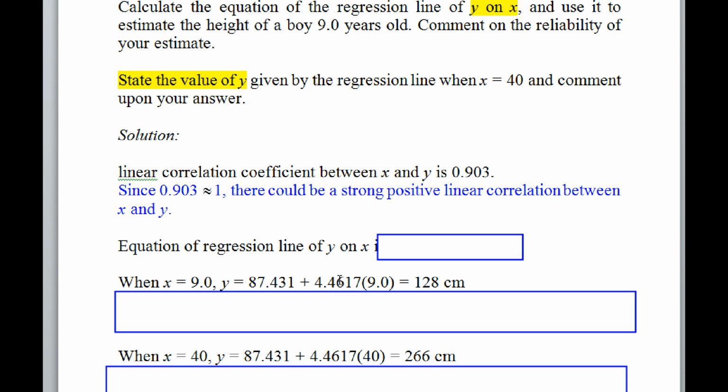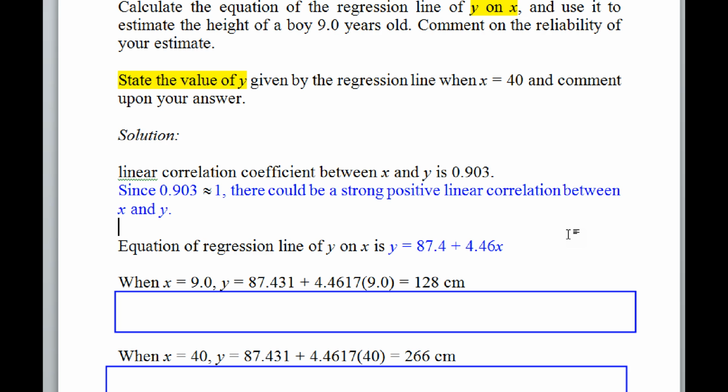Next, equation of regression line. You are required to calculate the equation of the regression line of Y on X and use it to estimate. It's not very easy. They even tell you which regression line to use and use it to estimate. So no big deal. We can find it. I'm not about to ask you to use your GC. Let's assume that everybody is quite competent in this. You will get this.